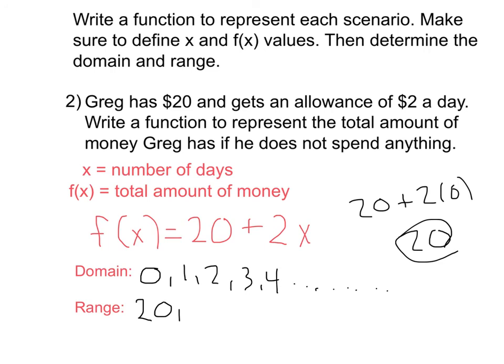From there, each day Greg receives allowance, he adds $2 more. So at an x value of 1, or the first day, Greg is going to have 20 plus 2 times 1, or 20 plus 2, or 22. The next day he'll receive $2 more. That will be 24. The next day 2 more, 26. And that's going to go on and on and on until Greg is a millionaire.